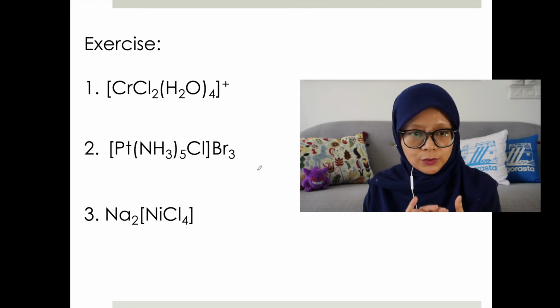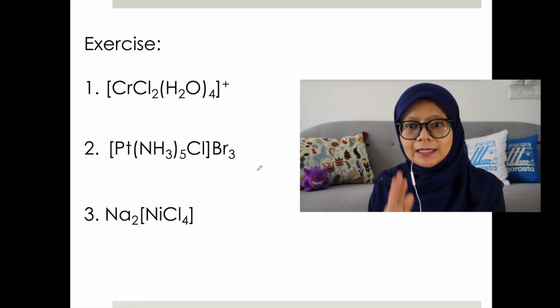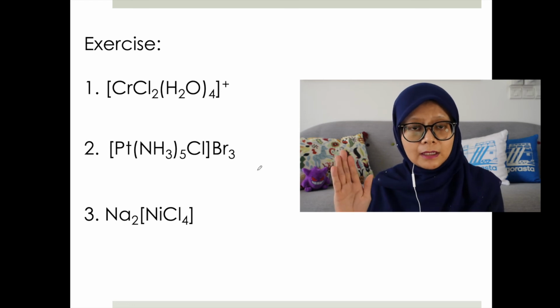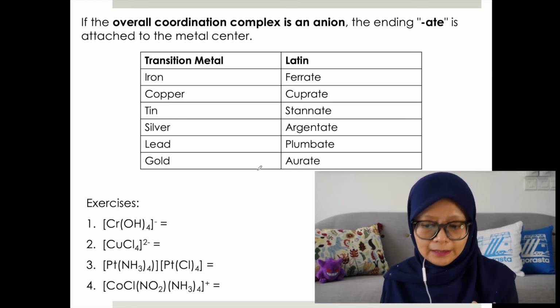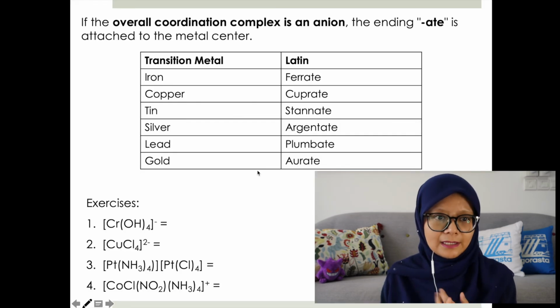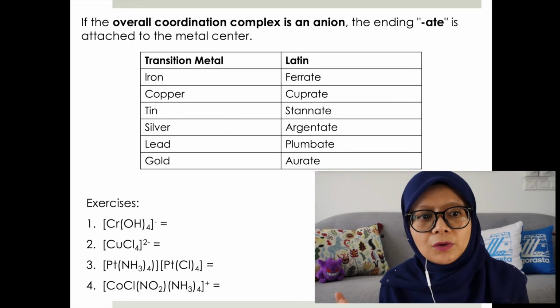So guys, as usual, I have 3 exercises for you. Please do this and give the name, and we will discuss this in the class. And I think this is the last one for nomenclature on coordination compounds.